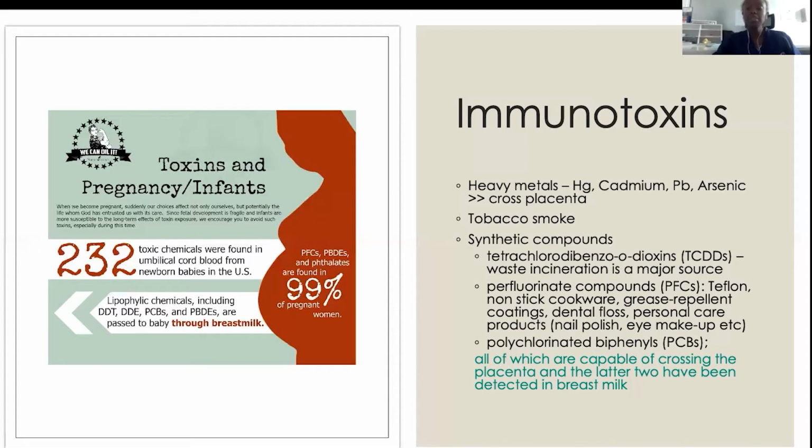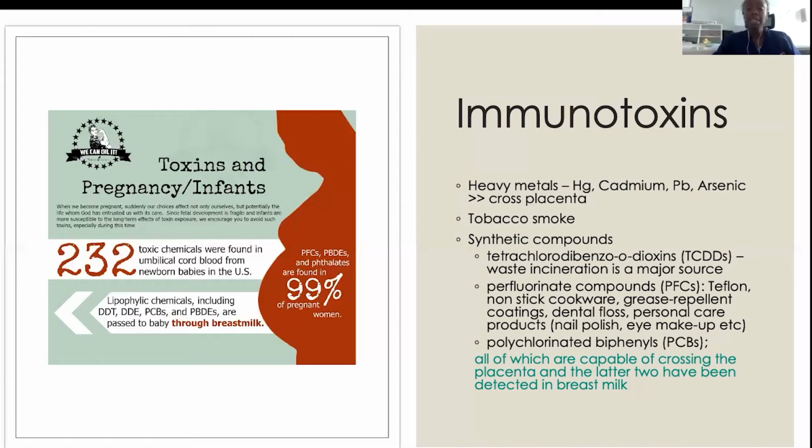Perfluorinated compounds, the PFCs. These are quite commonly found in things like Teflon and non-stick cookware, which we love so much, but we need to be quite aware, especially when it starts to degrade or come off. We have the grease repellent coating, those coatings that, say, wrap sandwiches or burgers for our fast foods. They could actually contain these PFCs that can then be transferred into the food. Dental floss, personal care products like nail polish, eye makeup, etc.